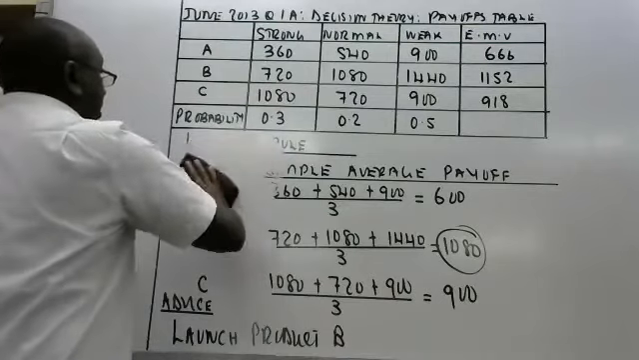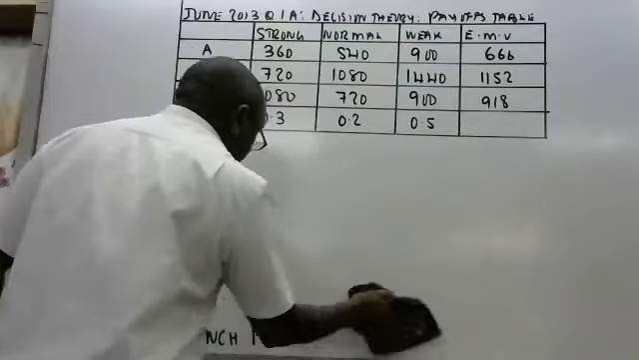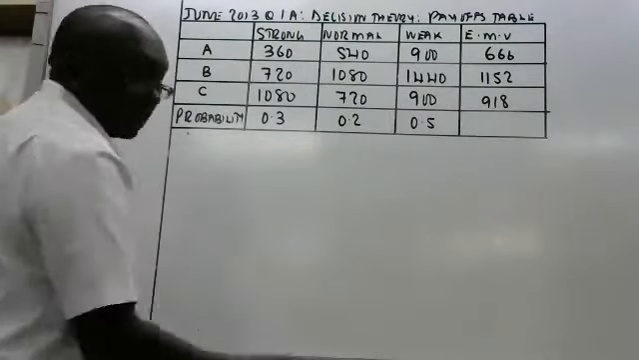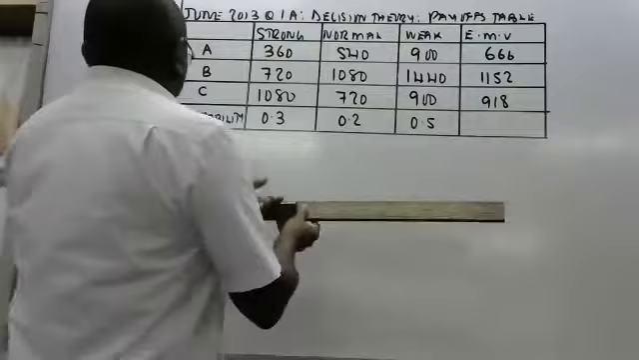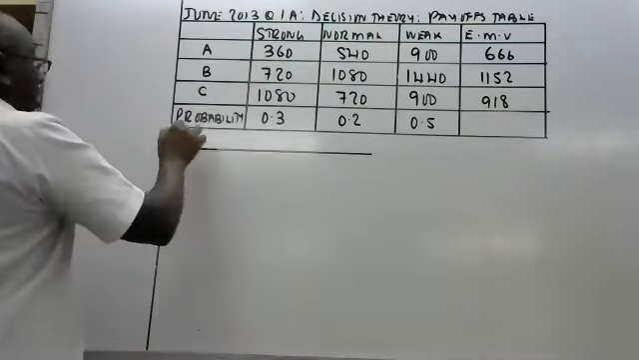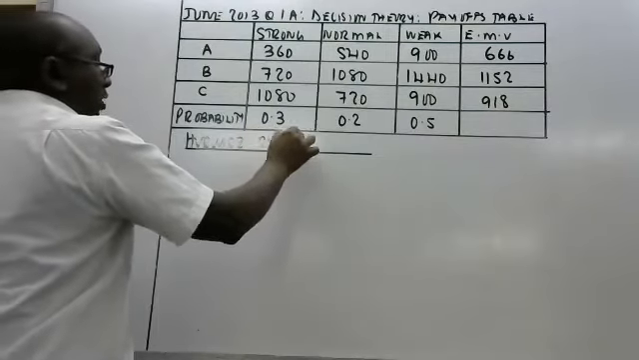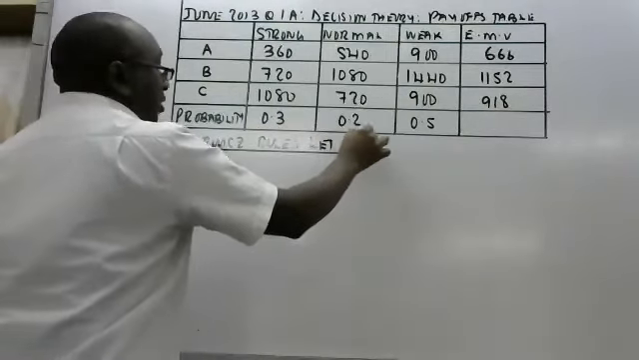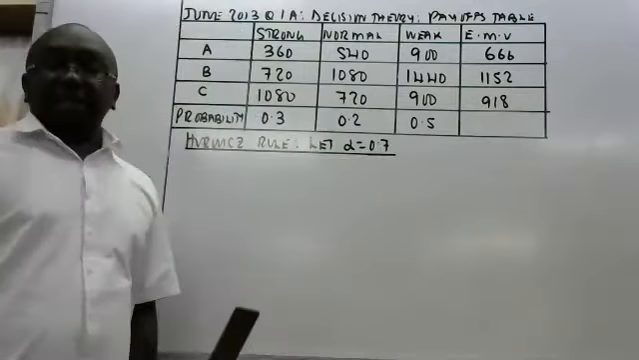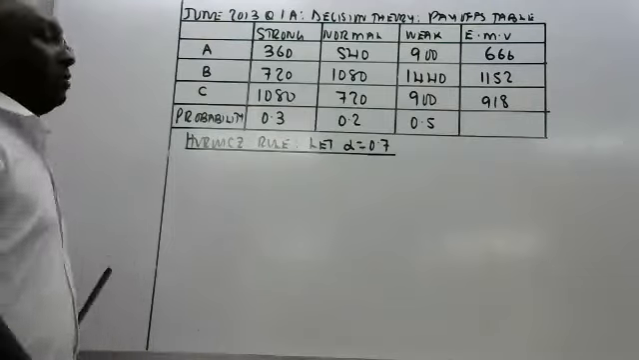The next one that we need to remind ourselves of is called Hurwicz's rule. Here we will say let alpha be 0.7. When we say let, that means we are assuming, because it was not provided in the question.